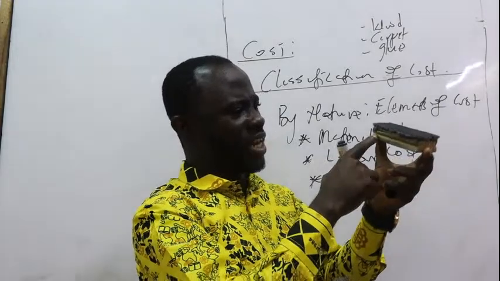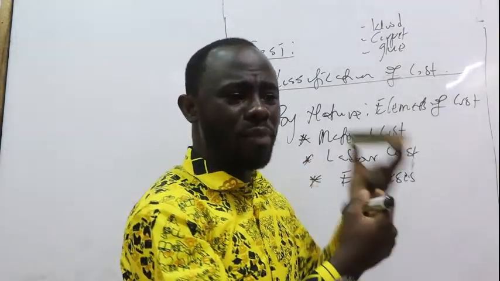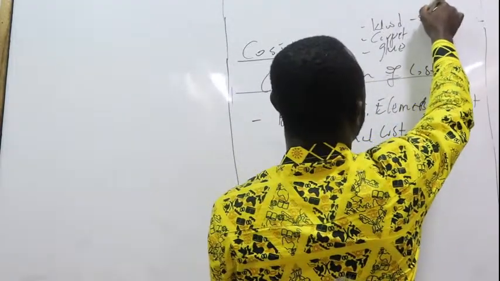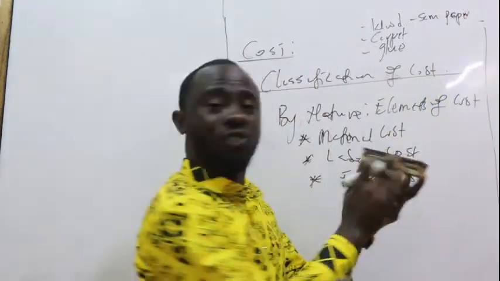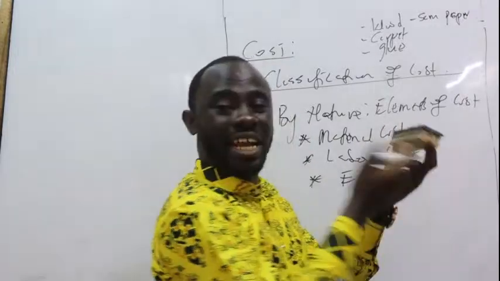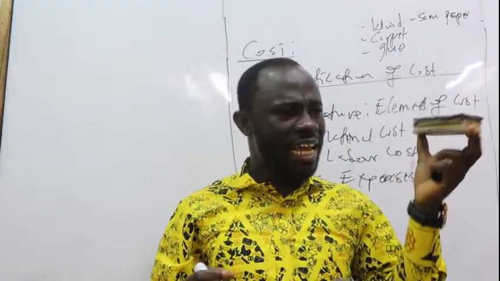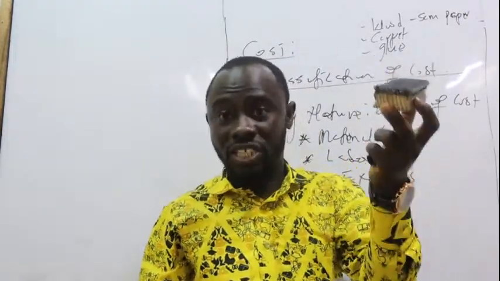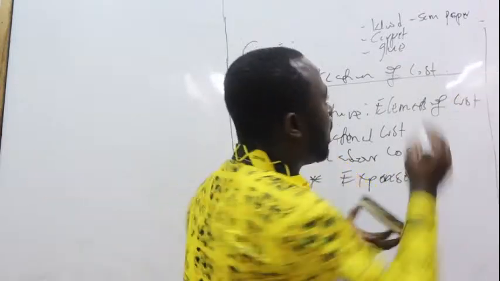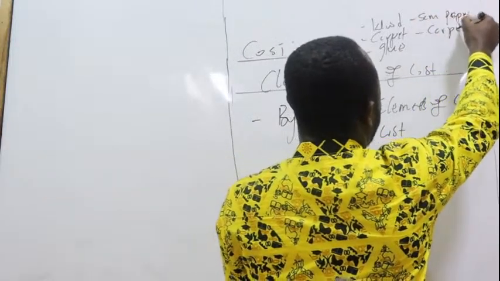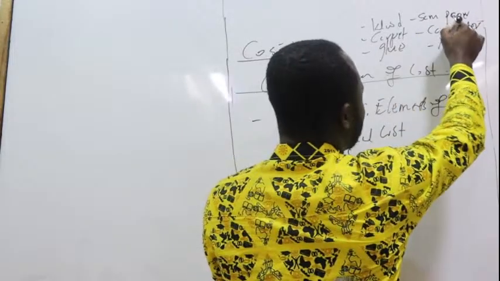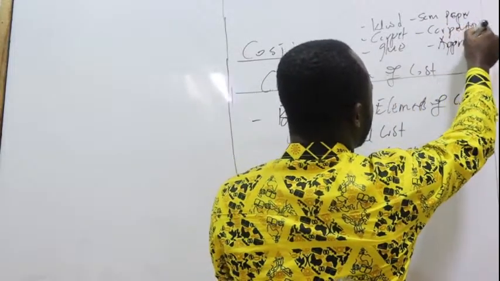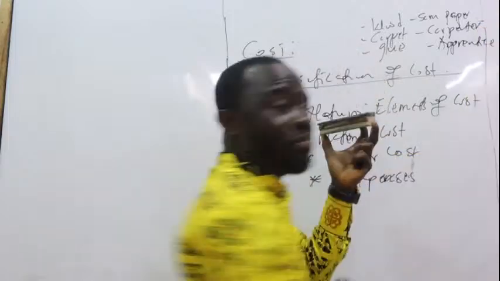Do we need any other thing? Maybe we need sandpaper for the smoothing or whatever it is. Then we need the person who is going to be making this duster, right? That is the labor. So maybe we need a carpenter. And the carpenter might not work alone, so his apprentice will be working with him.